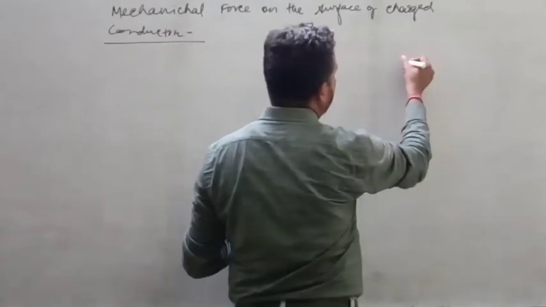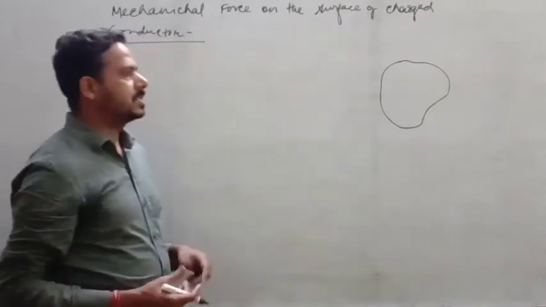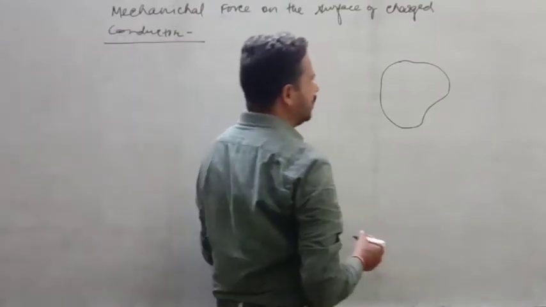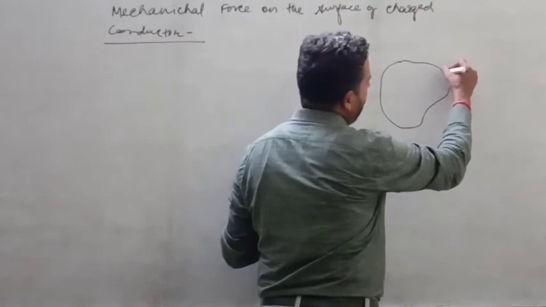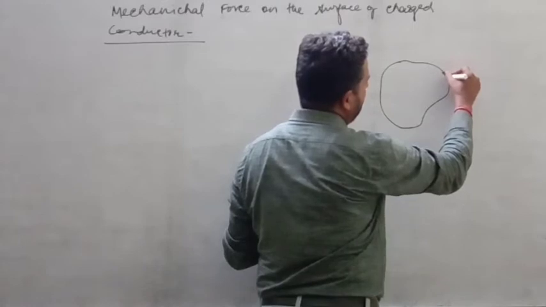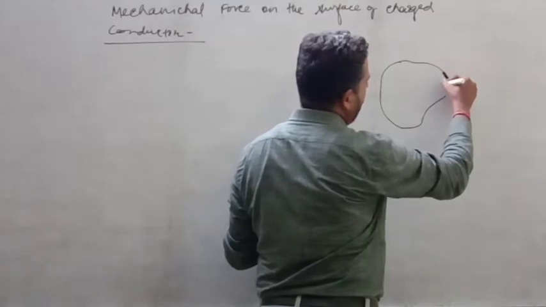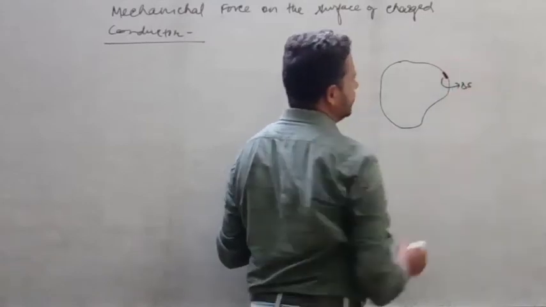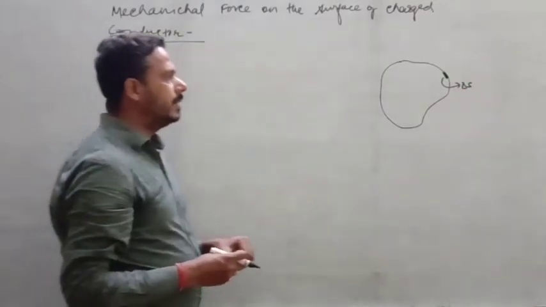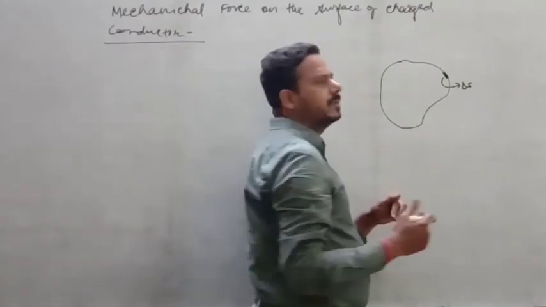Just there is a conductor like that, like a rigid body, which is charged. Now on its surface, we take a small surface and let it be delta S. Delta S is the small surface, also called an infinitesimal small surface. That is, a very small surface.